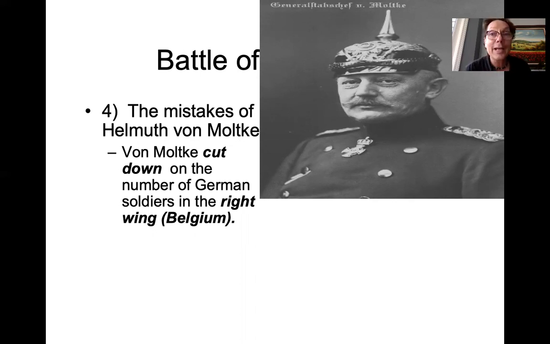And for whatever reasons, General von Moltke did not keep the right wing strong. He shifted more of the troops to the left wing, maybe to act as a decoy to try to dupe the French into thinking that's where the invasion was coming.